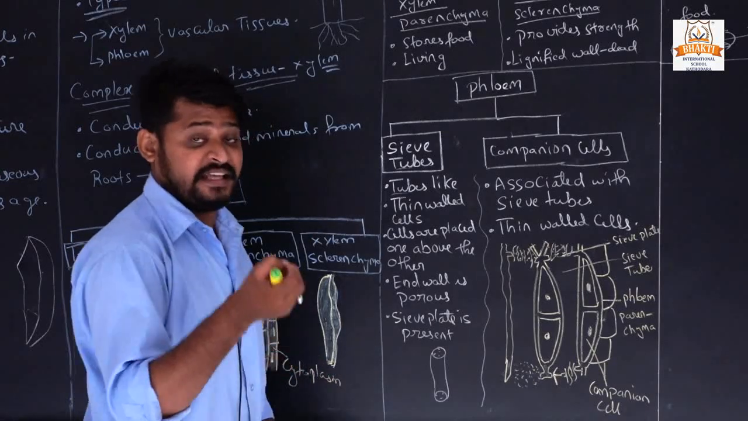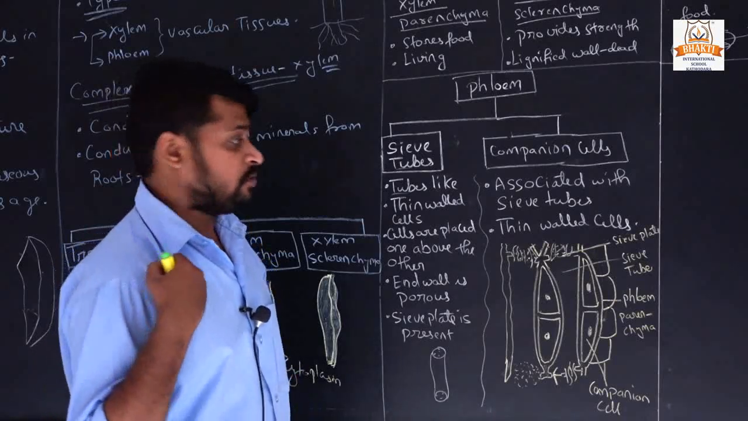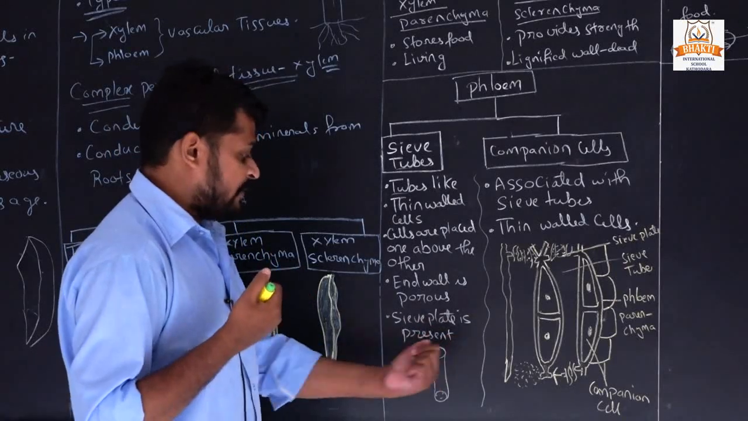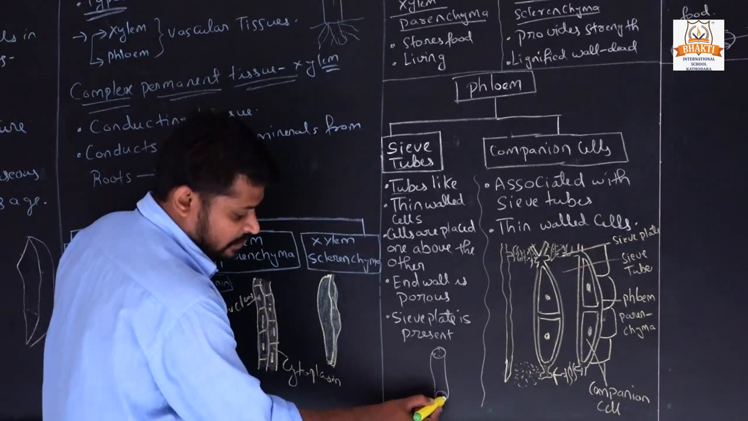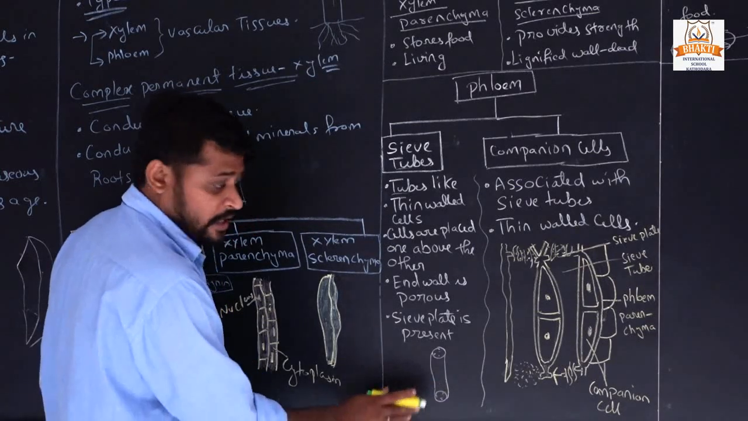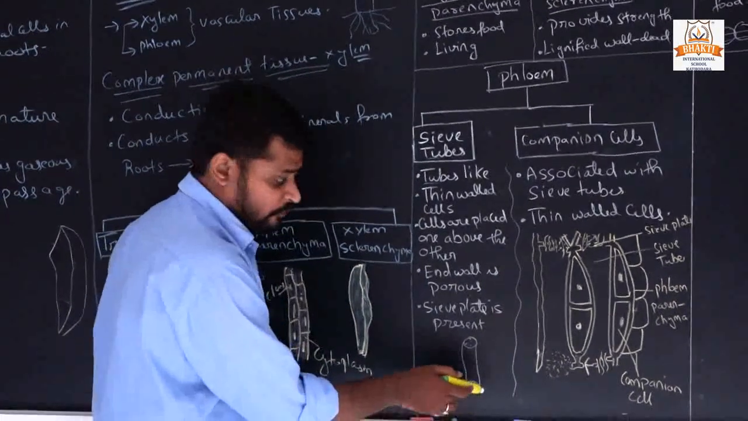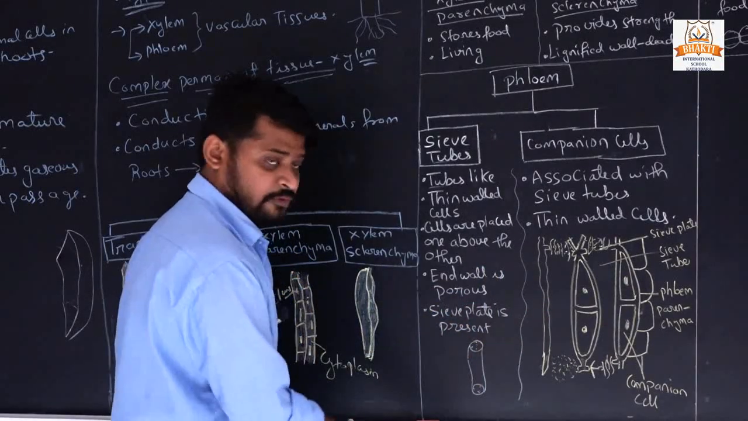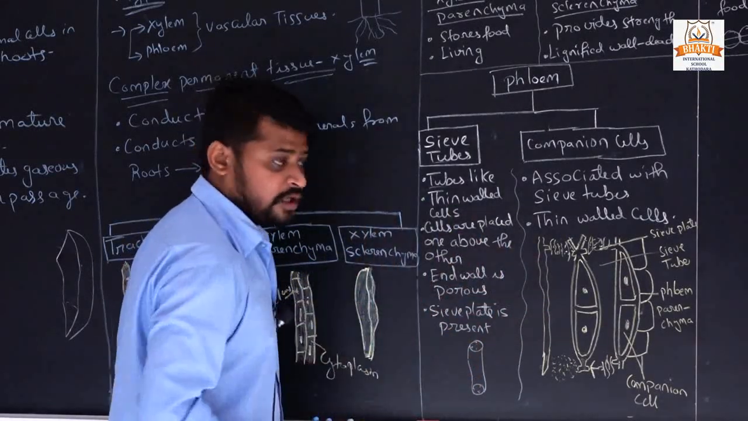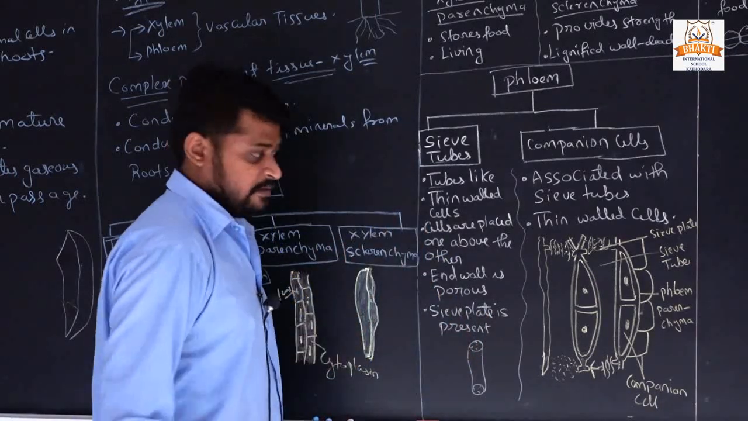What is porous? It means there are small holes present at the end of the sieve tubes. The sieve plate is present. So this is the structure of sieve tubes, and this is a hole, that is called a pore. Because it is porous, it will sieve water from one end to the other end. It will transfer food from one part to another with the help of sieve plates. That's why the sieve plate is present.